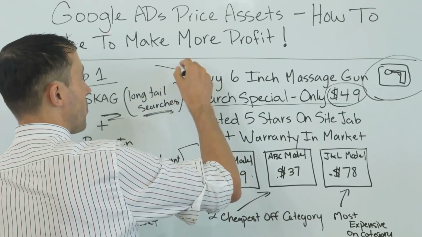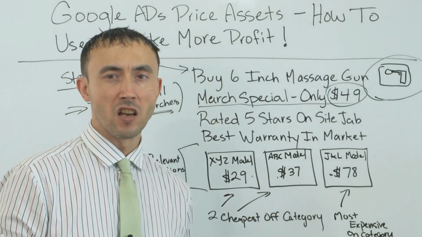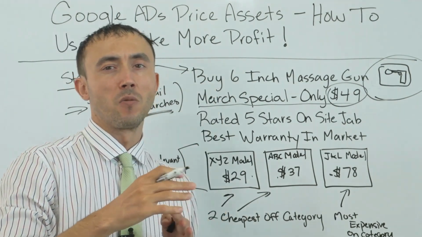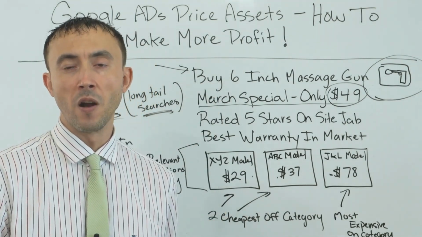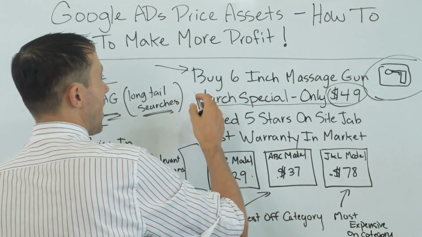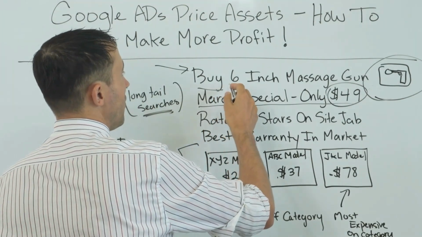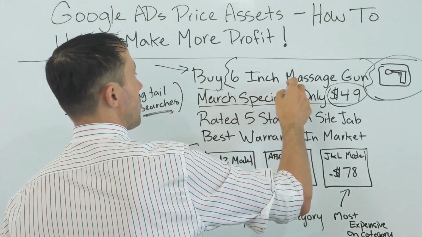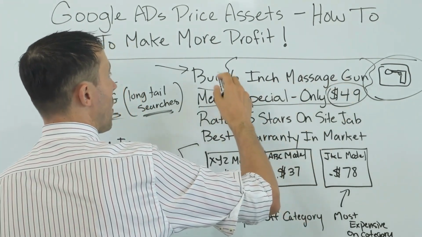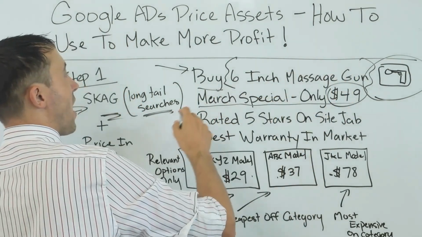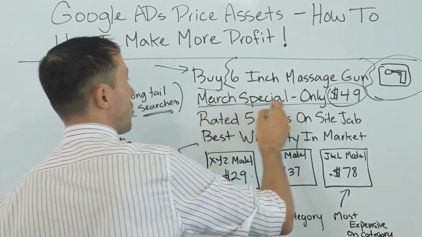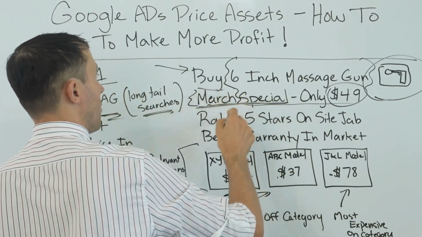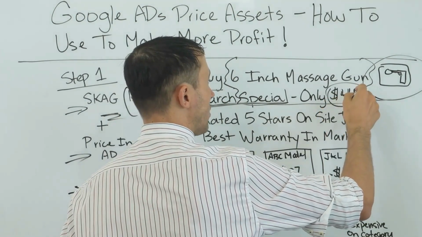To give you an example here, if we sold a massage gun, you would want a headline. You literally could take this formula and use it for almost any product and it will work very good almost every single time. You're going to say, buy, and then the keyword. So in this case, if the keyword was 6-inch massage gun, you're going to say, buy 6-inch massage gun. Then the next headline, it's going to be March special or whatever the month is in question. So this is going to be the name of the month. Only the price of the item.